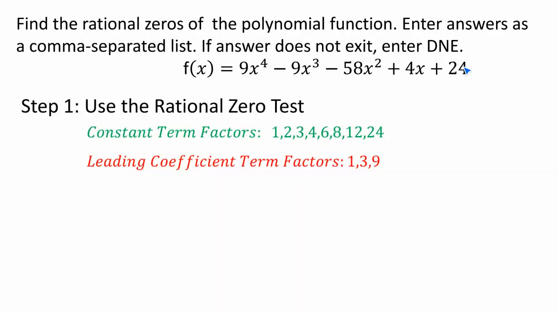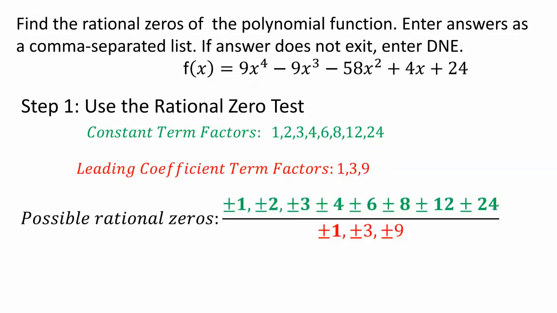So let's get these factors of 24. We have 1 times 24 is 24, 2 times 12 is 24, 3 times 8 is 24, 4 times 6 is 24. And then my leading coefficient is 9, so we have 1, 3, and 9. If we divide these, it will look something like this.